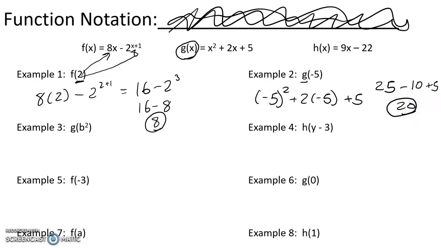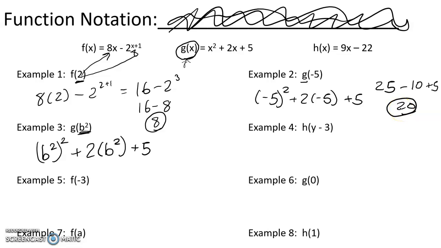Now you can also plug in variables, or letters. It doesn't all have to be numbers. So g of b squared, you're going to use the same equation as we used over here. You take that b squared and plug it in for all those x's. I get b squared to the squared, because it's x squared, plus 2, and then for that x, instead of 2x, I put a b squared in, and then plus 5.